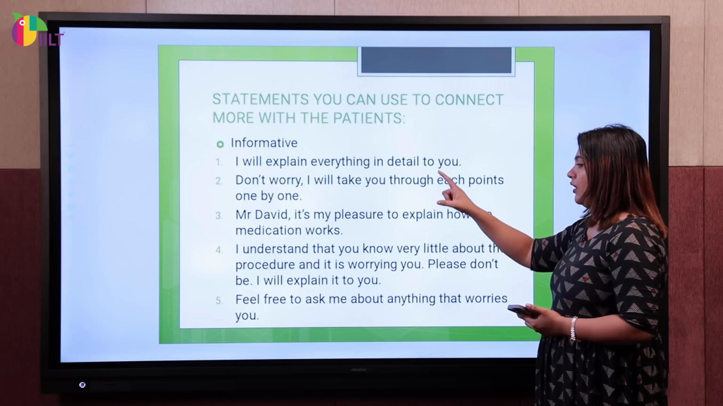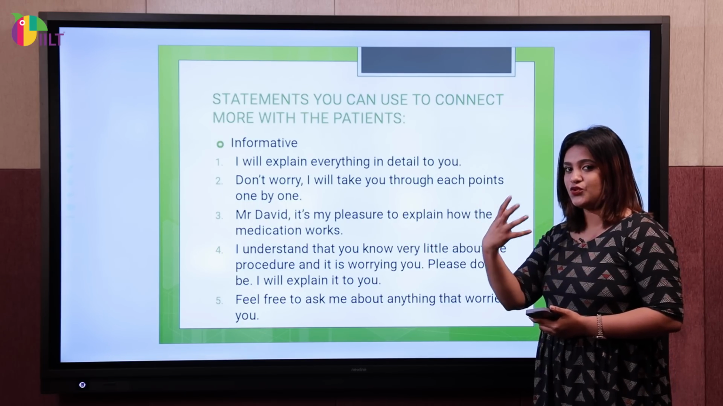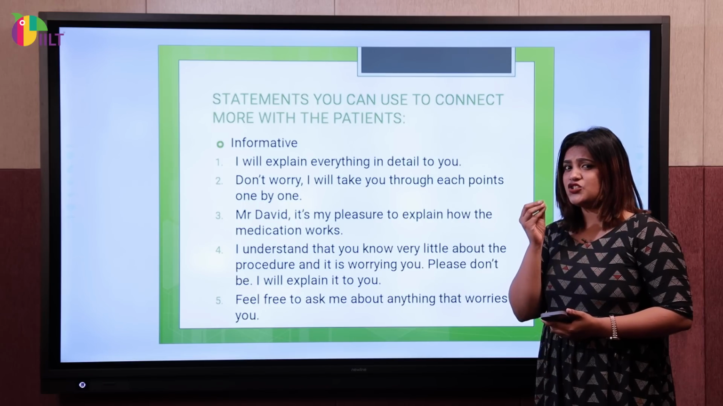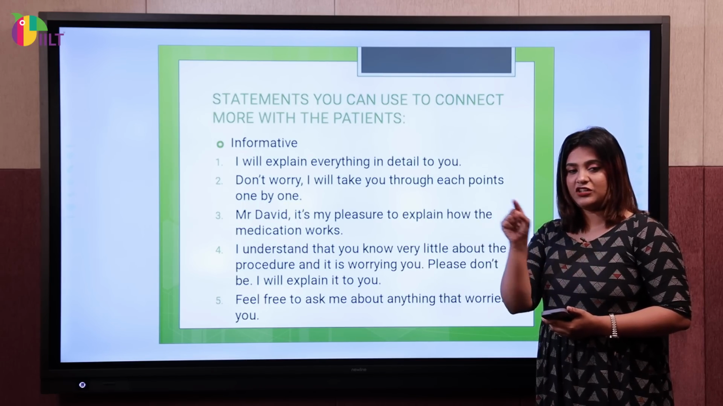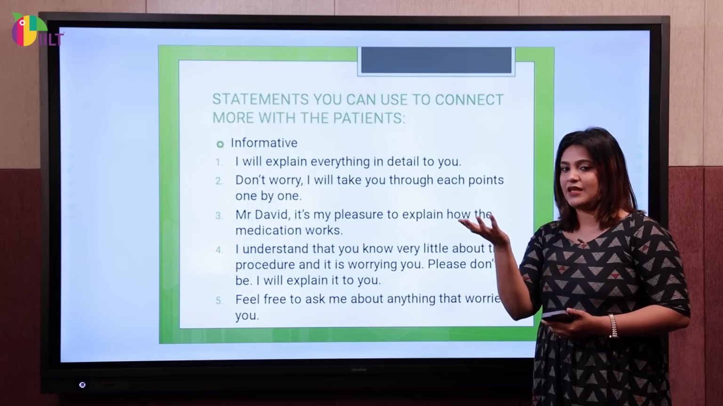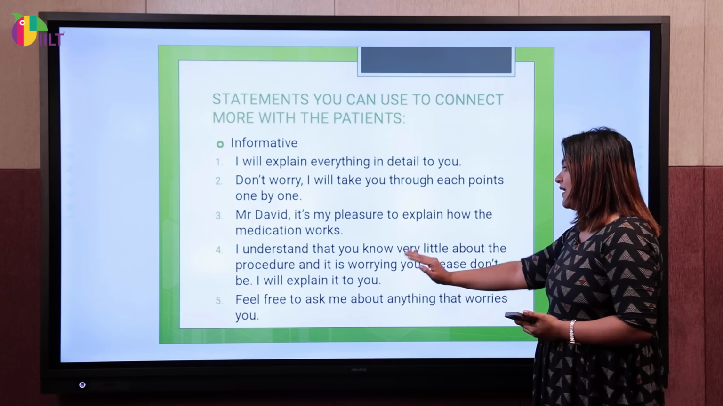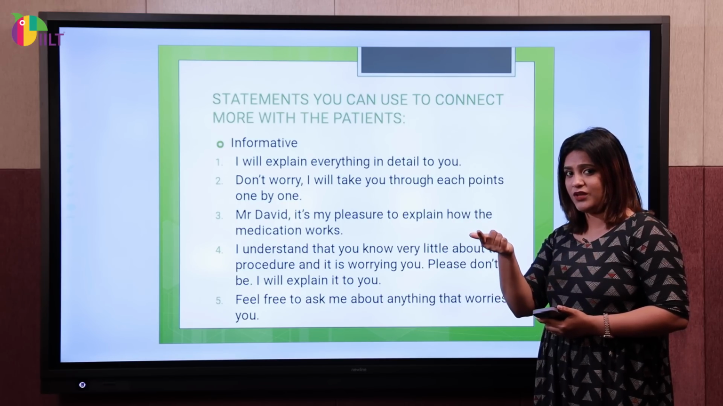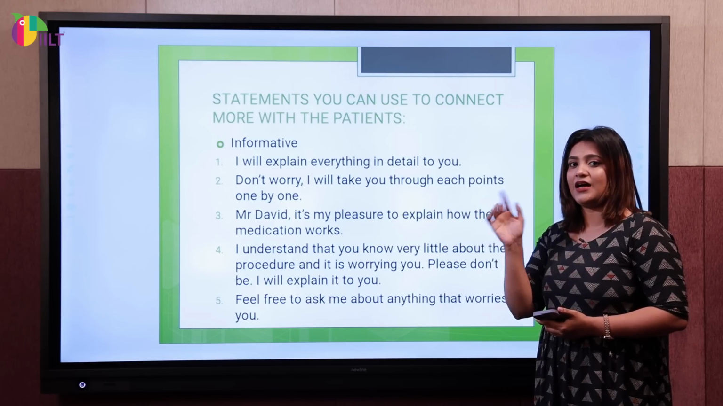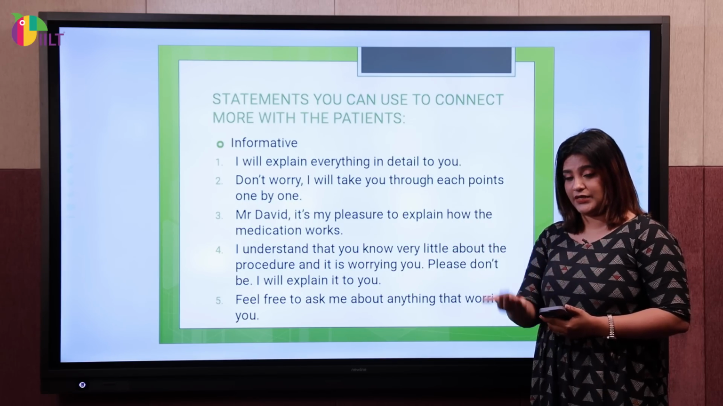So we can use it back in a conversation. As a response, you can say, I understand that you know very little about the procedure and that is worrying you. The reason why the patient is worried is because the patient doesn't have much information about what is going to happen during the procedure, right? So that is the main part that we are echoing back to the patient. We are responding to the patient. Okay, I get it. I understand this is the problem. Please don't worry. I'll explain that to you.